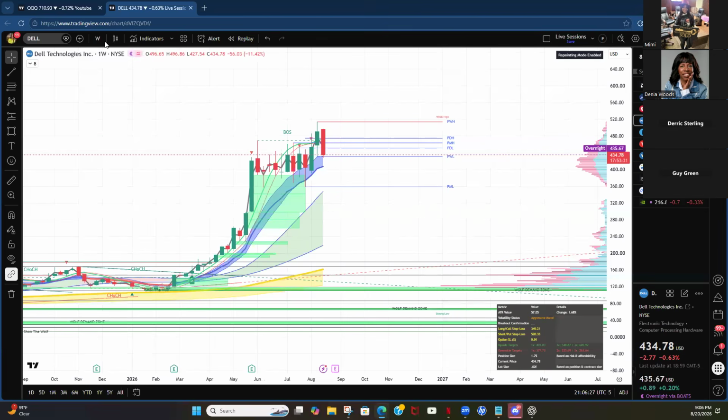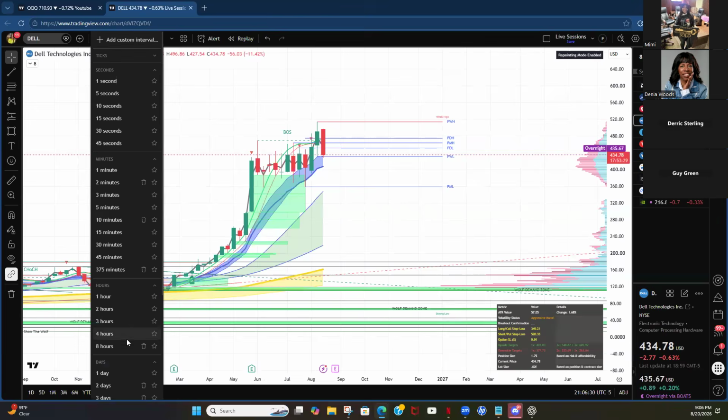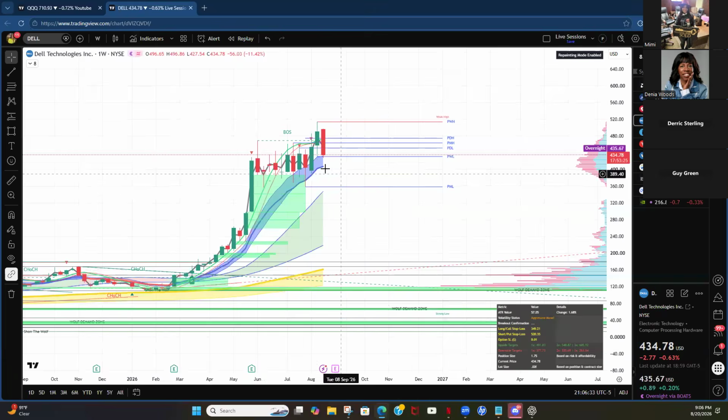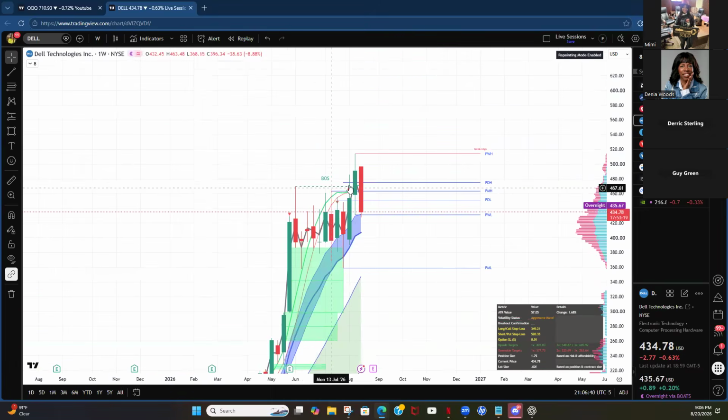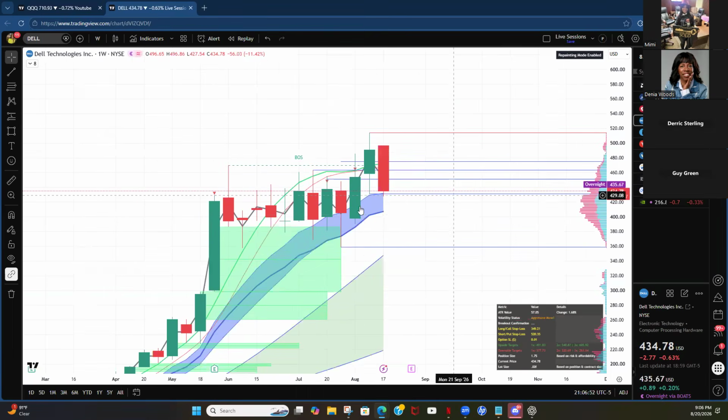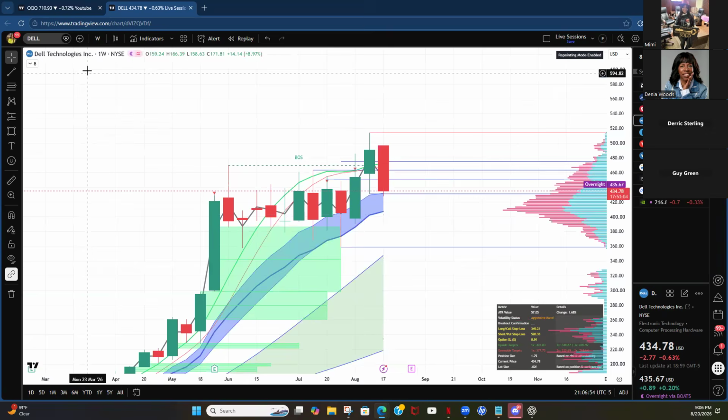Dell, I've seen a few people on Dell because it did pull back, but look at it, it's still above the 12 EMA on the weekly chart. It had a break of structure from last week and it kind of lost it, so you can watch that to see if we get back above that break of structure. It tested the top of this 12 EMA cloud. You're welcome.